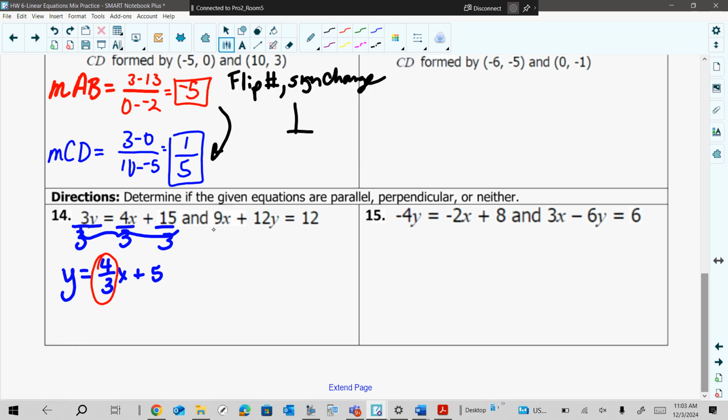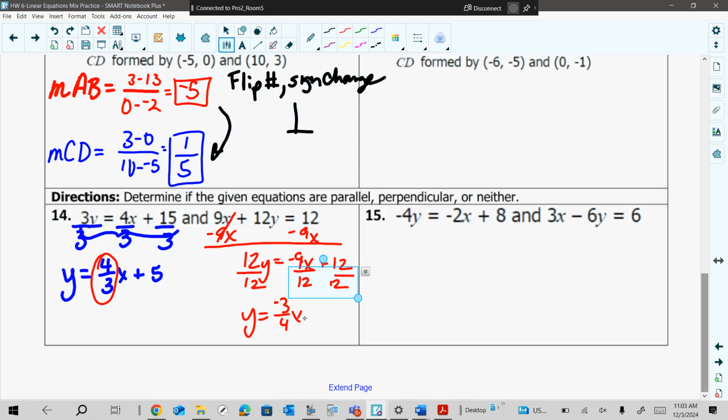Okay, so now when I look at the second equation, this one here, that's not solved for y. 12y equals -9x plus 12. And then you divide by 12. And you get y equals -3/4 x plus 1. This 9/12 can reduce to 3/4. And they're opposite, one's negative, one's positive. So yes, they are perpendicular.